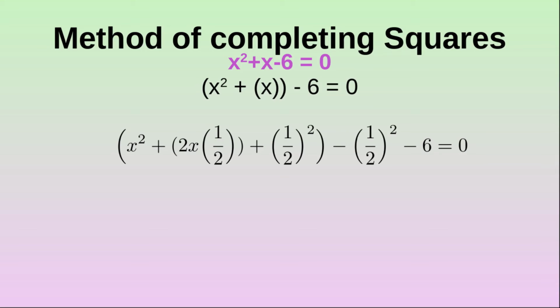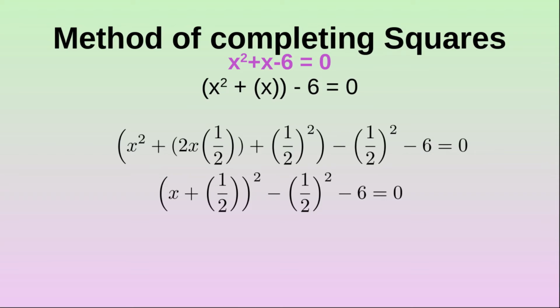Here we have basically added half square and then we have subtracted half square. So basically our equation remains the same. Now we can simplify it as something like this. Here basically we are using this formula, that is (a + b)² = a² + 2ab + b².